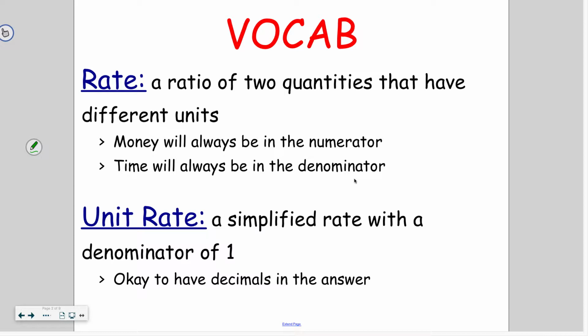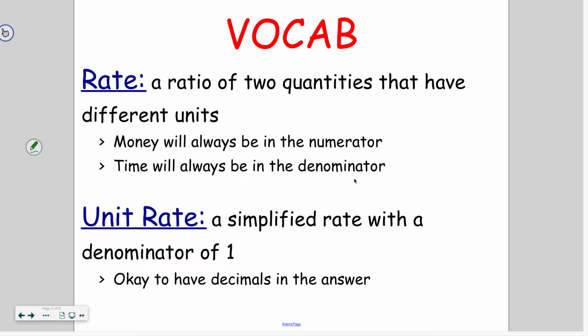A couple heads up, if you are dealing with problems that involve money, money will always be the unit in the top of the fraction. So if there's any monetary value, you want to make sure that that unit is in the numerator.